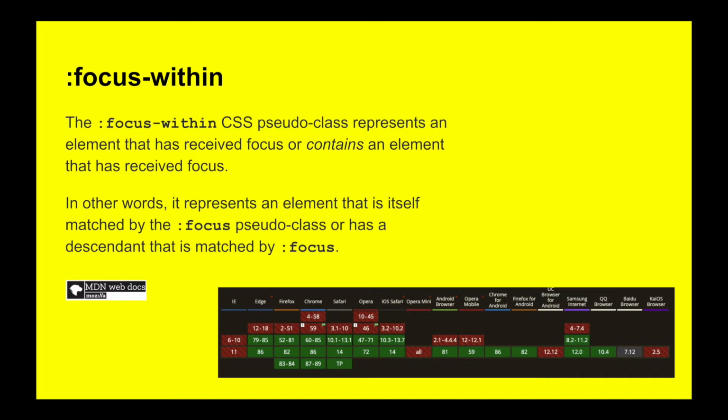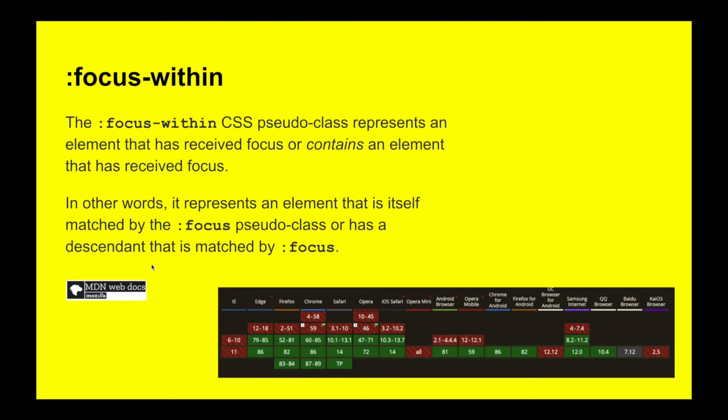The first one is focus-within. The focus-within CSS pseudo class represents an element that can receive focus or contains an element that has received focus. So we will also figure out what is the difference between the focus selector as well as the focus-within selector. In other words, it represents an element that is itself matched by the focus pseudo class or has a descendant that is matched by focus.